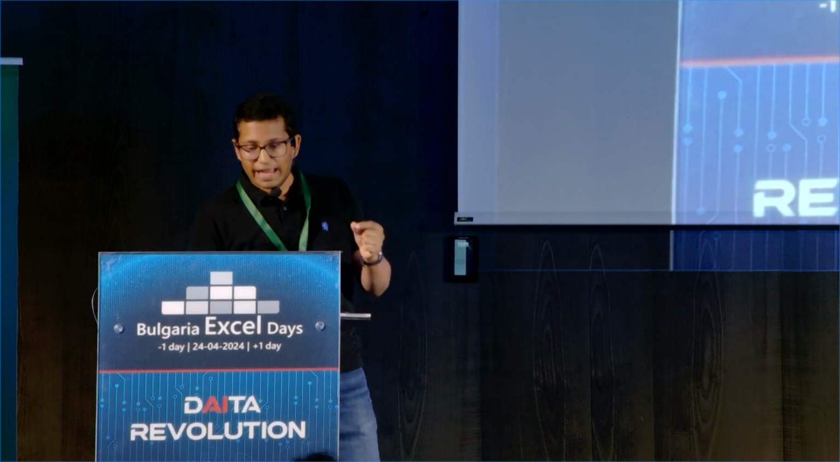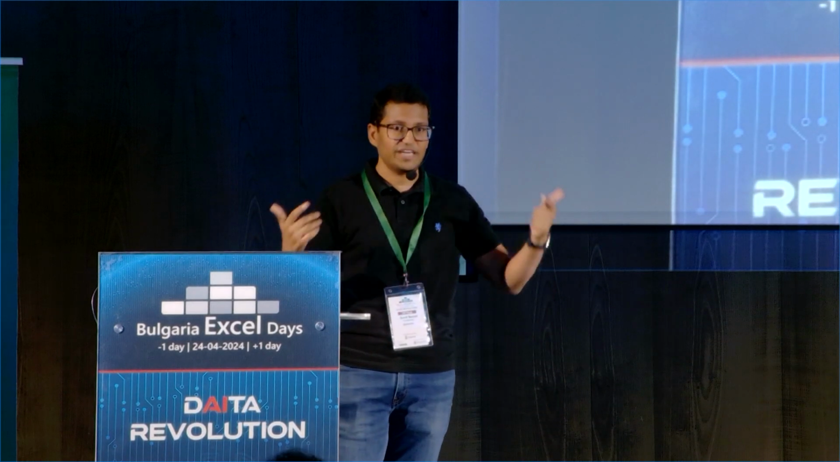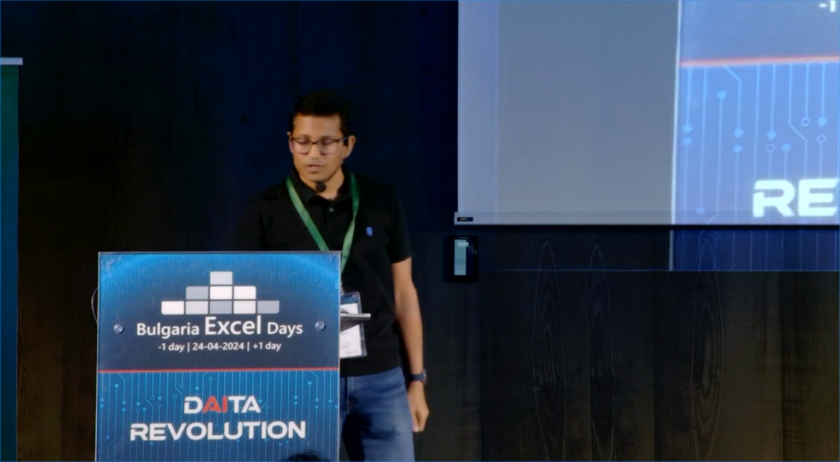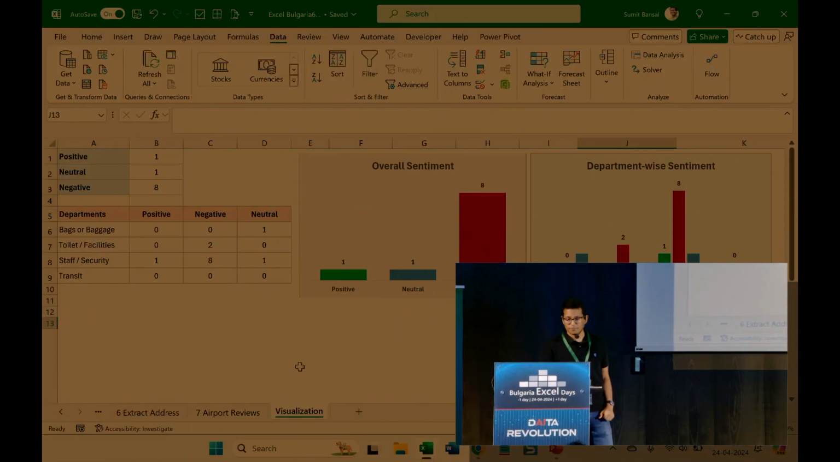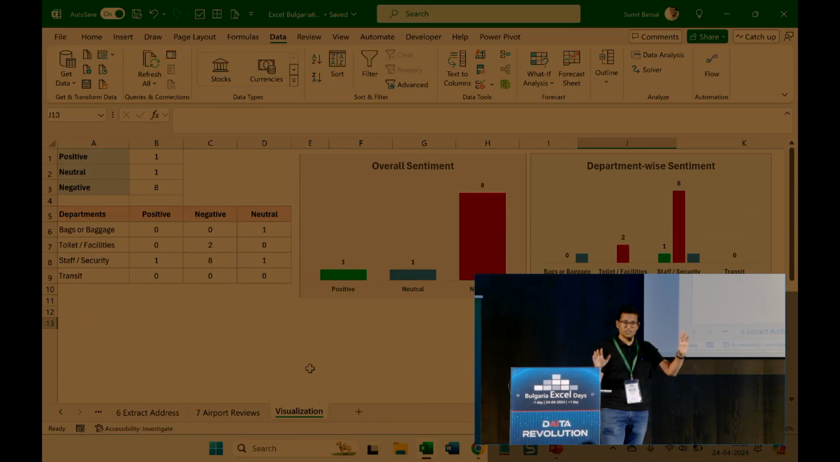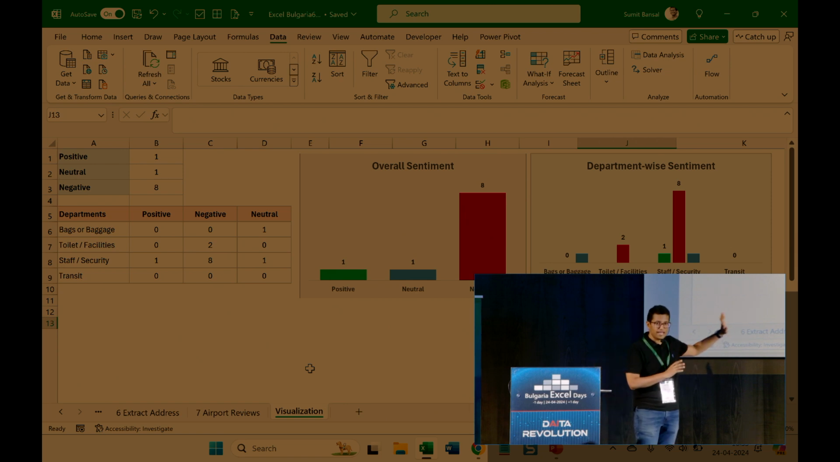So now I have this data. I have negative, positive. I have yes, no. Something I can quantify. So I can go back. So this is something I've created for you. It's a very simple visualization. But if I take a step back and tell you, I had reviews, 10 reviews.